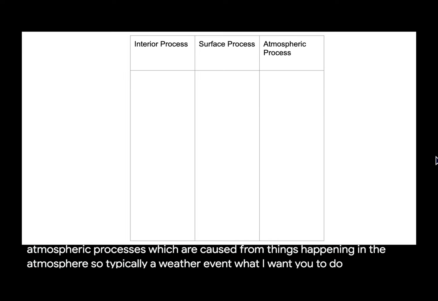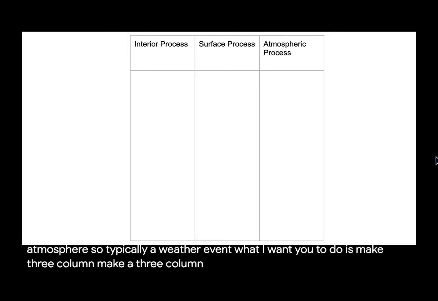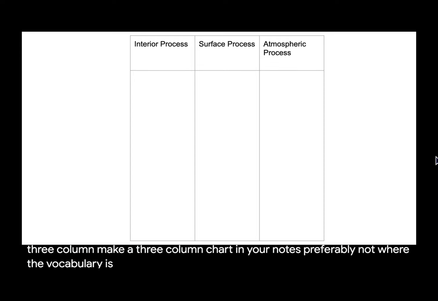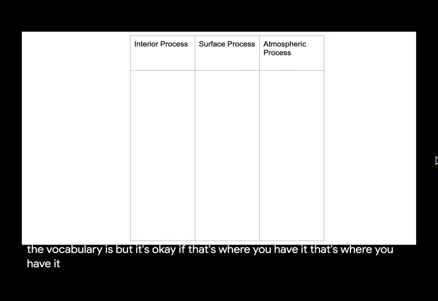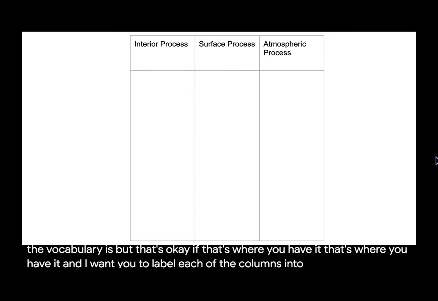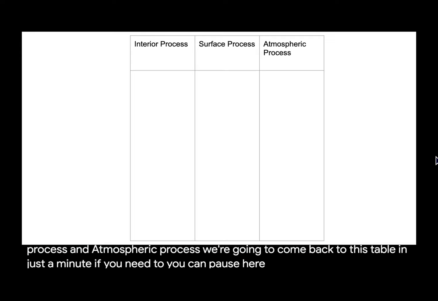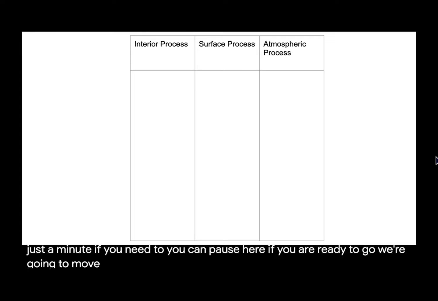What I want you to do is make a 3-column chart in your notes, preferably not where the vocabulary is, but that's okay. If that's where you have it, that's where you have it. And I want you to label each of the columns interior process, surface process, and atmospheric process. We're going to come back to this table in just a minute. If you need to, you can pause here. If you are ready to go, we're going to move on.